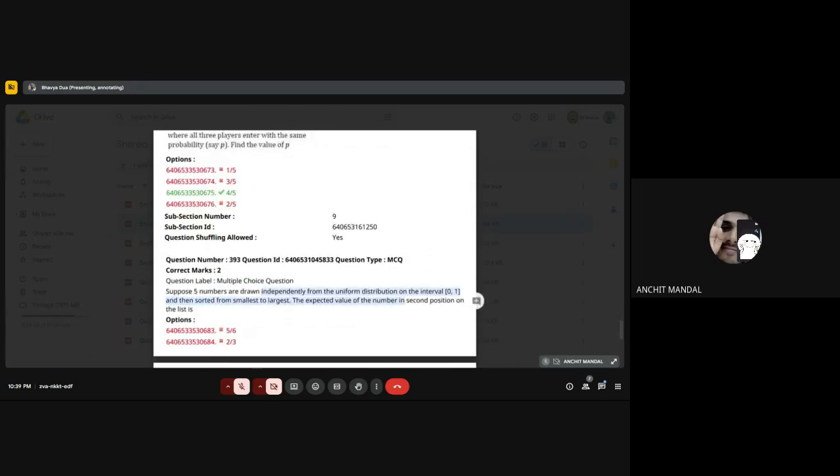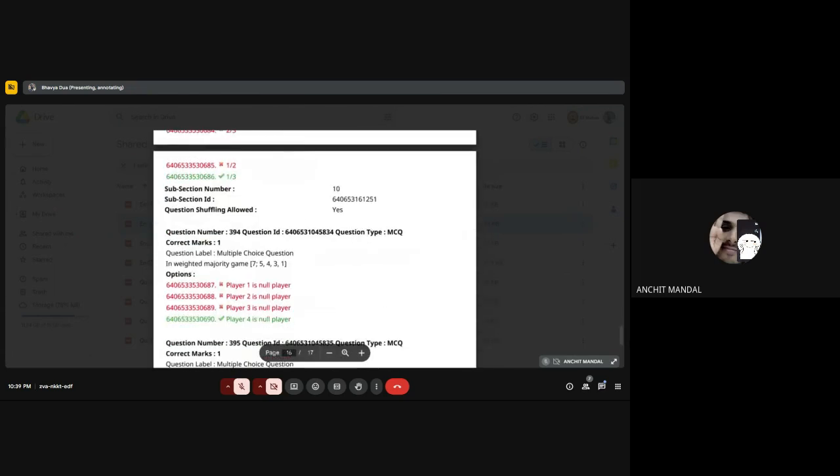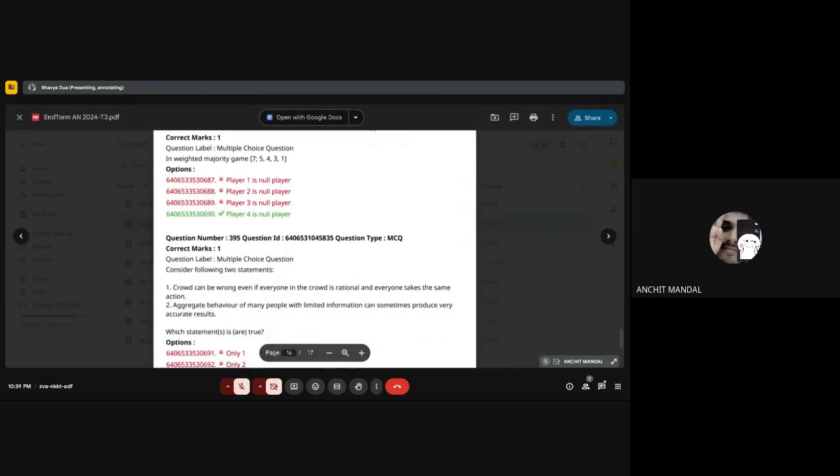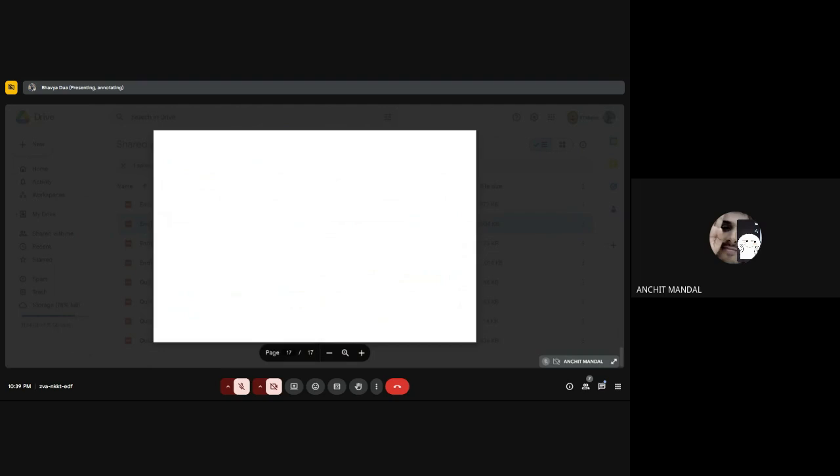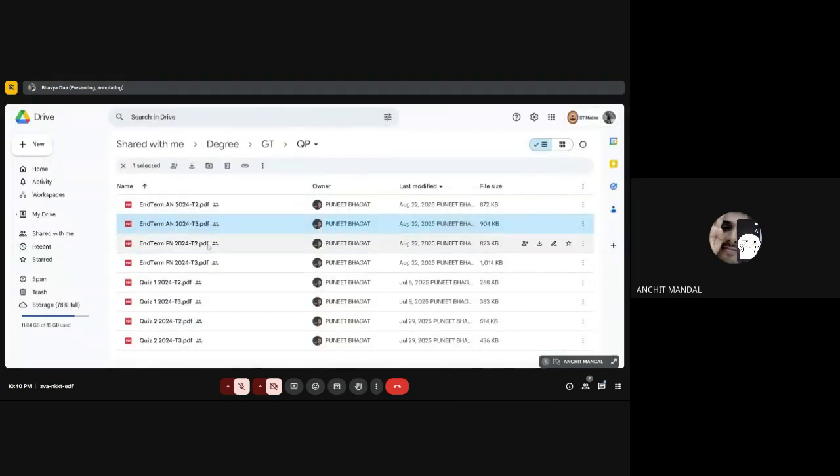5 numbers sorted from 1 by 3. Player 4 is null. Crowd can be wrong. Stable matching. Different. Same. Same. Same. Okay.